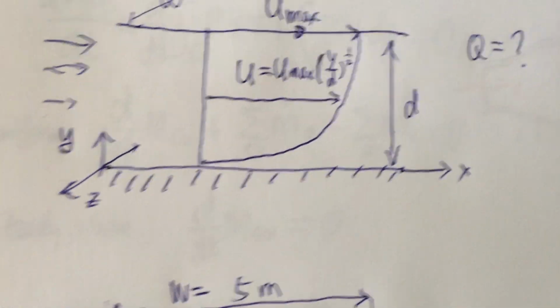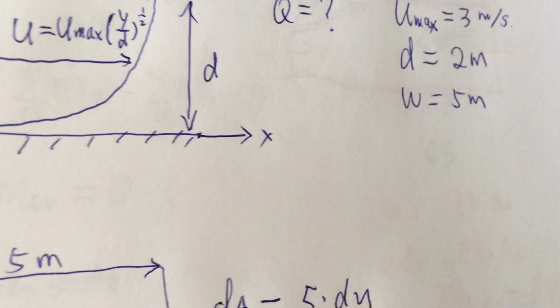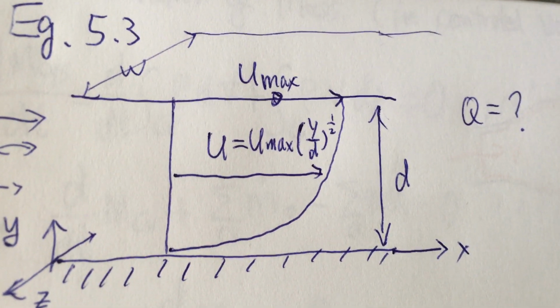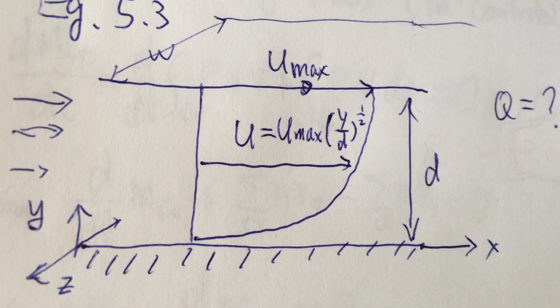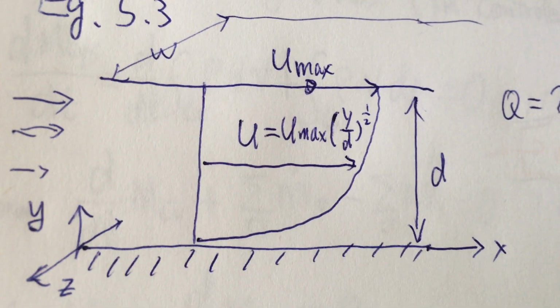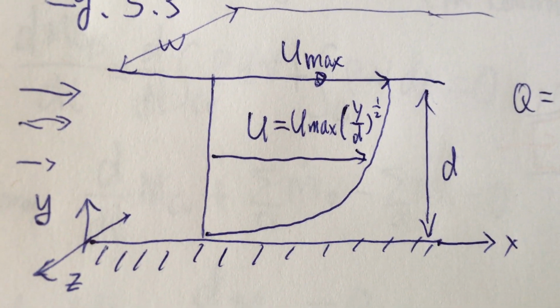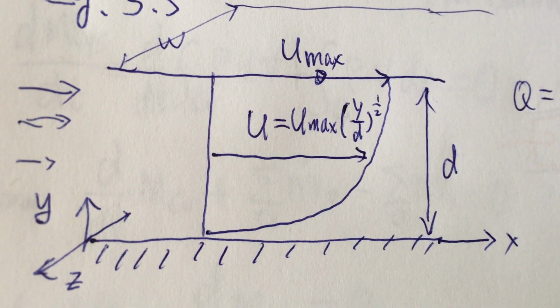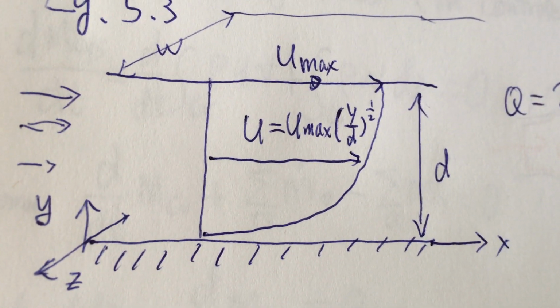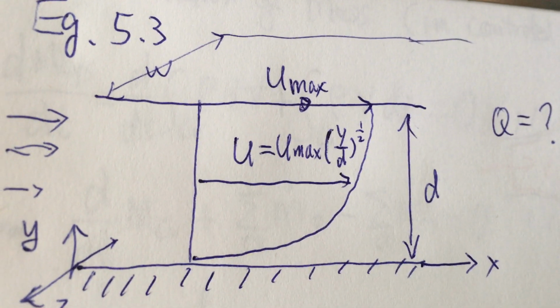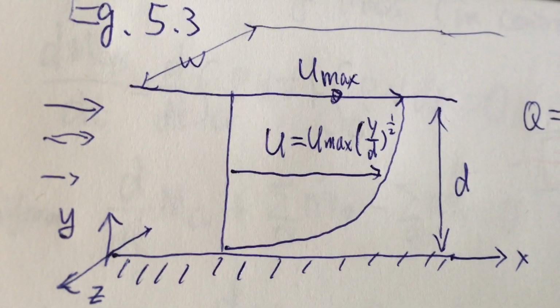Obviously, in this problem, you're going to use the non-uniform flow rate calculation. So the flow rate should be equal to the integration of U times dA. So how do we construct the dA? That's the problem, right? So let's have a front view.